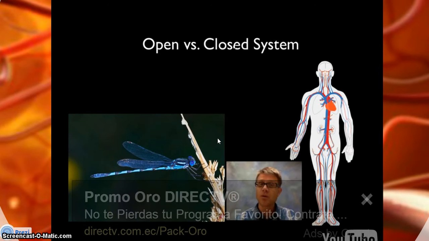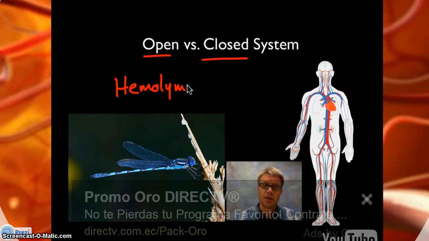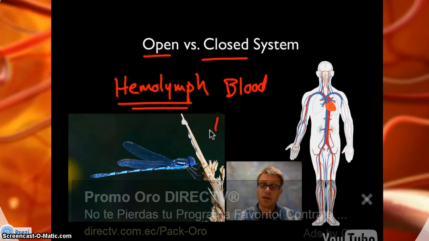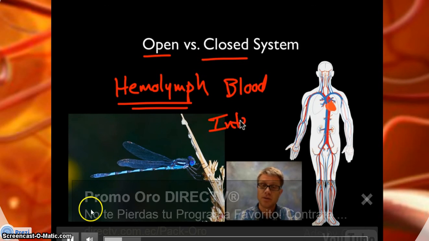Before we get to the elements of the human circulatory system, you should know that there are different types of circulatory systems. In things like insects and spiders, they don't have blood per se. They have something called hemolymph, and that hemolymph is going to be both blood and what's called interstitial fluid.